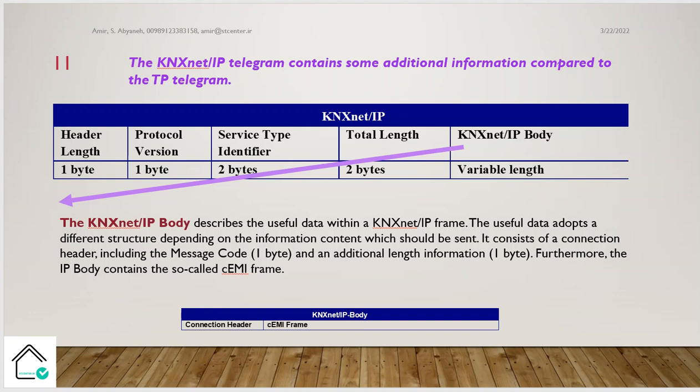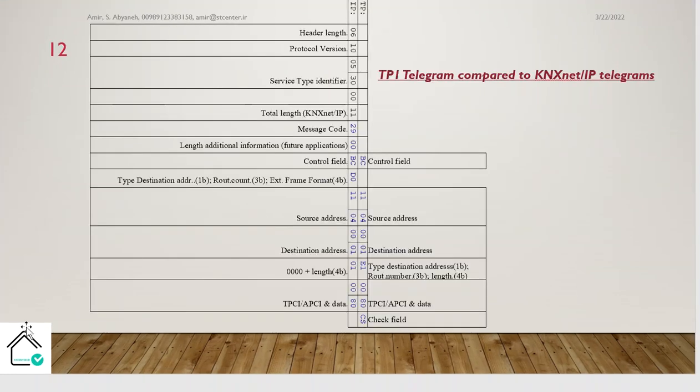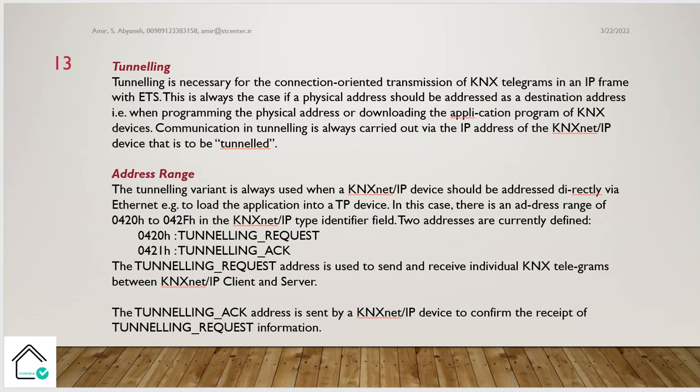So you can see what we have more in the KNX Net IP telegram: header length, protocol version, service type identifier, total length, and KNX Net IP body. Okay, so here the twisted pair telegram is compared to the KNX Net IP telegram, and you can see what we have more. But of course, in each KNX Net IP telegram, we have the control field, source address, destination address, length of the data, index, length of the useful data, and so on. And check byte.